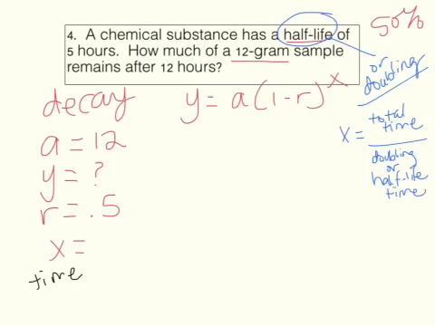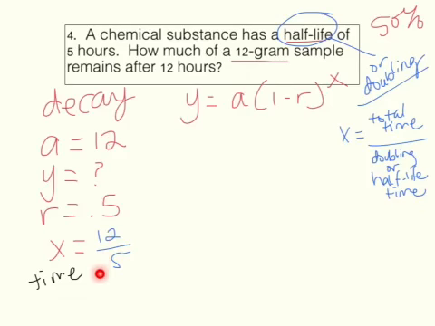So in this case, we want to know how much of the sample remains after 12 hours. So normally we would just put 12 here. But because it has a half-life of 5 hours, we need to divide that by 5. So our x is actually 12 divided by 5. Total time divided by the half-life time. So if you see the word half-life or doubling in one of these problems, you need to remember that it's going to change our x value.